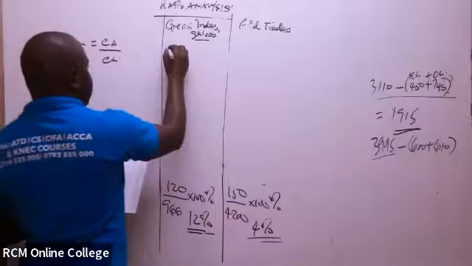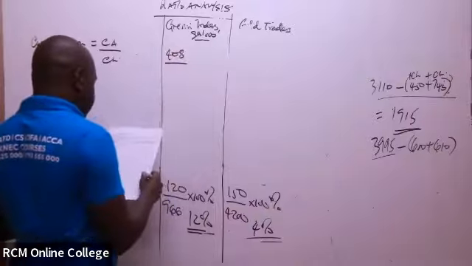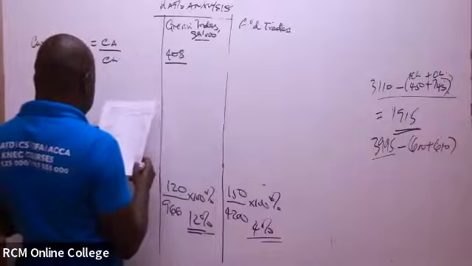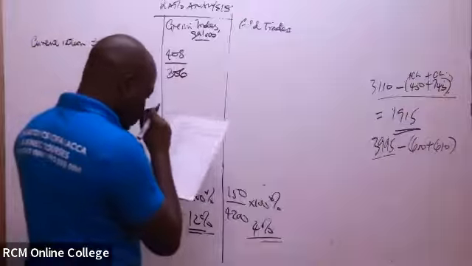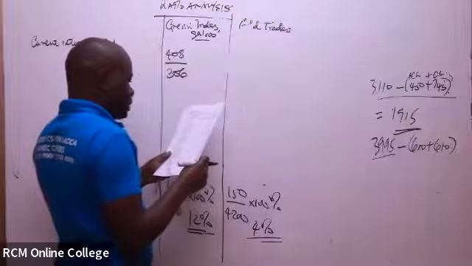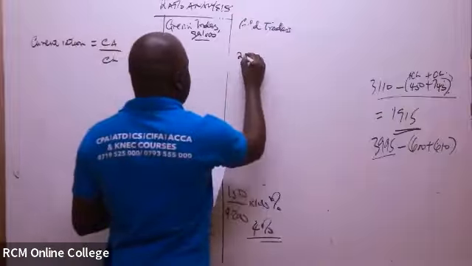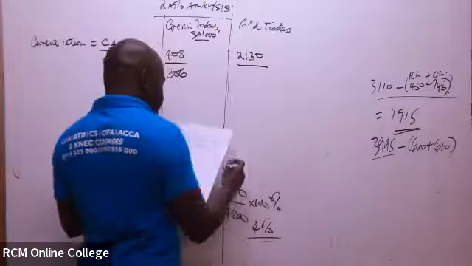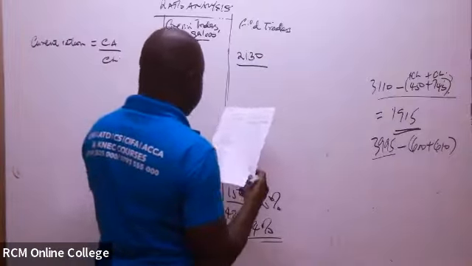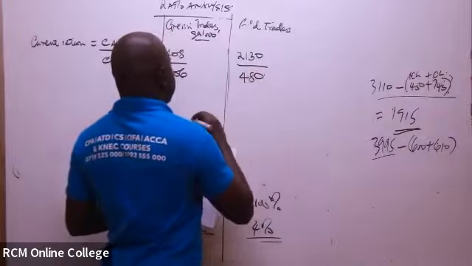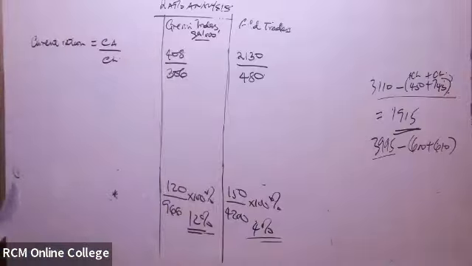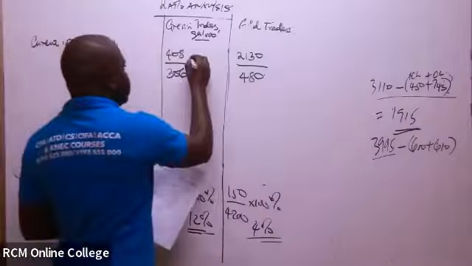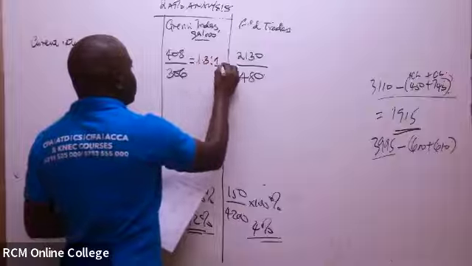The current assets is actually 408. We divide by the current liabilities, which is 306. Then for this other one, the current assets are 2130, and the current liabilities are in this case 480. So what do you get? This one should be 1.3. Yes, 1.3 is to 1.